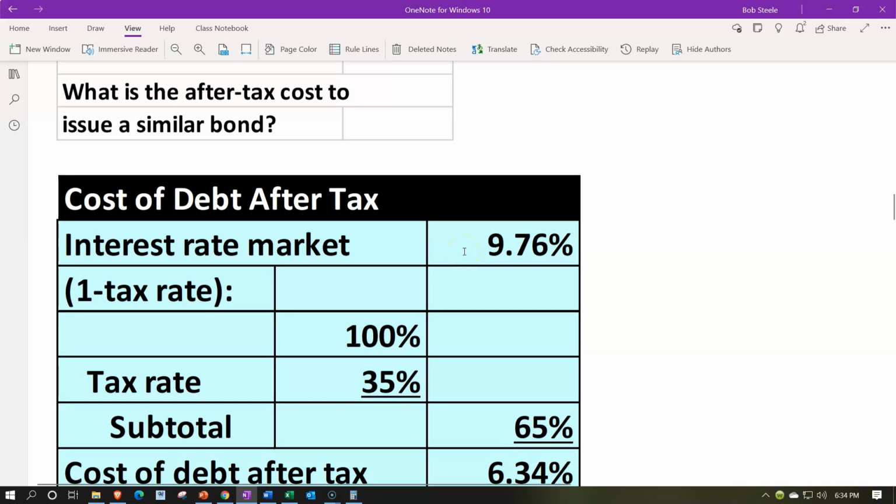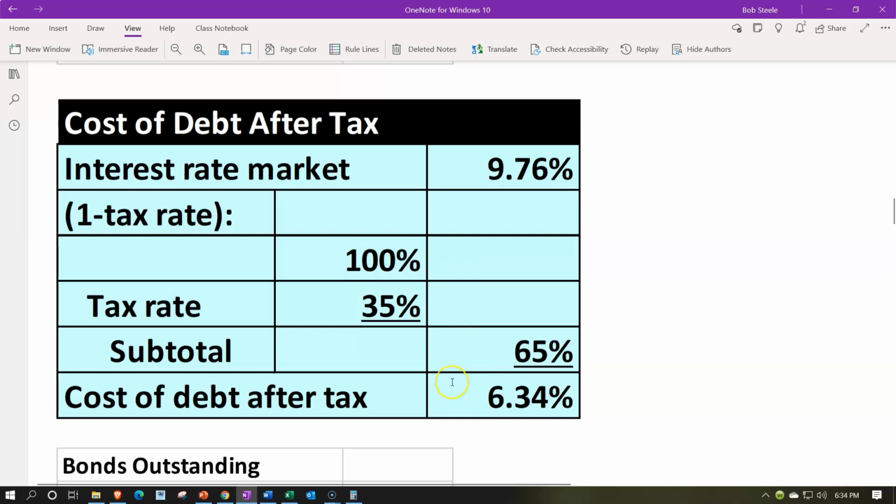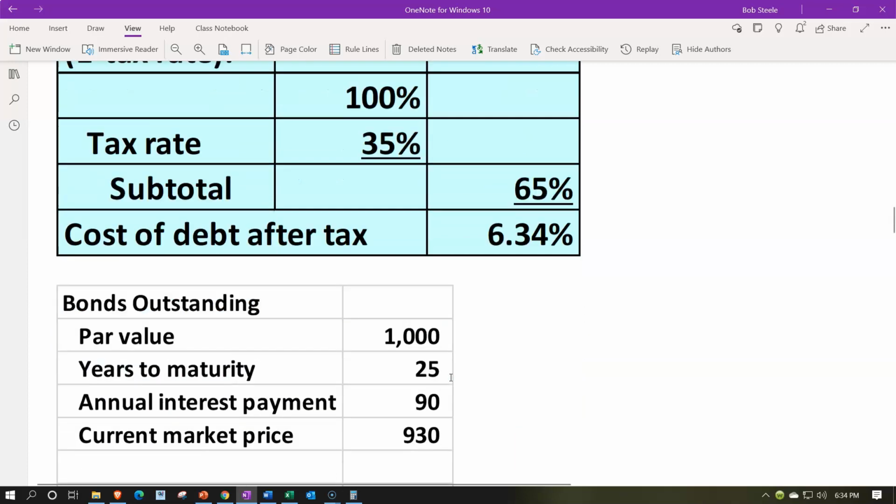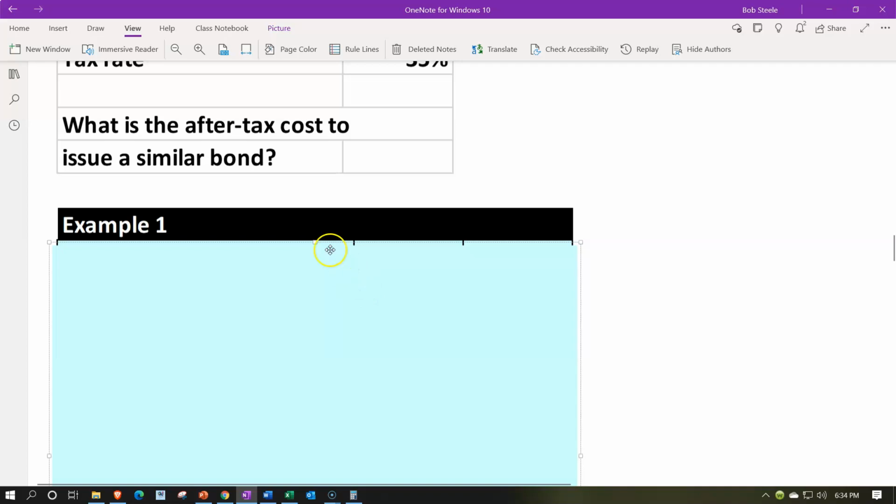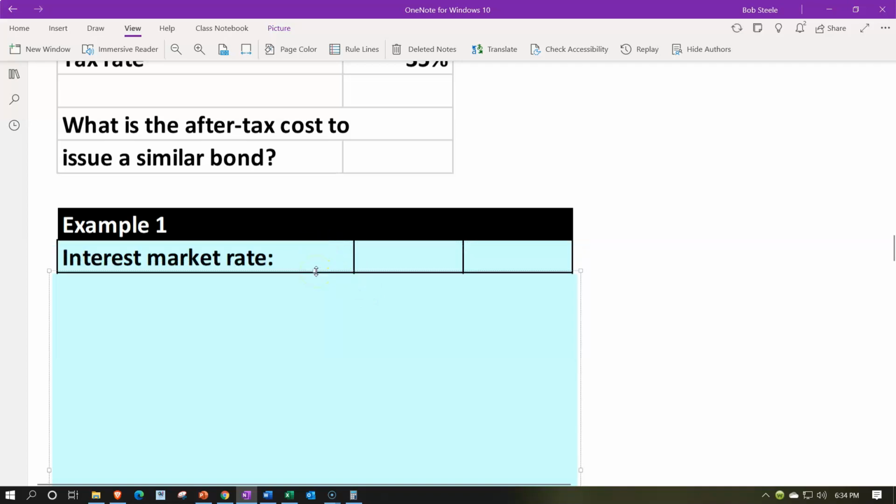So we're using then the market rate, which is kind of appropriate, and then we're adjusting for taxes on basically an average annual basis, being the 6.34. So there we have that. Now if I was to put that into our example, just to calculate this out, it'll look something like this.